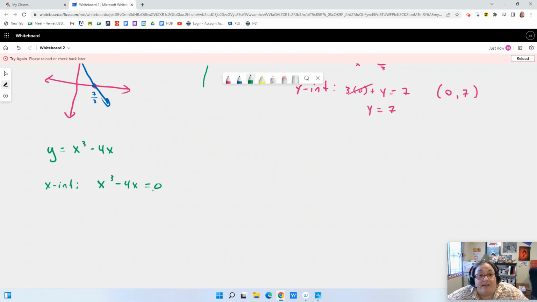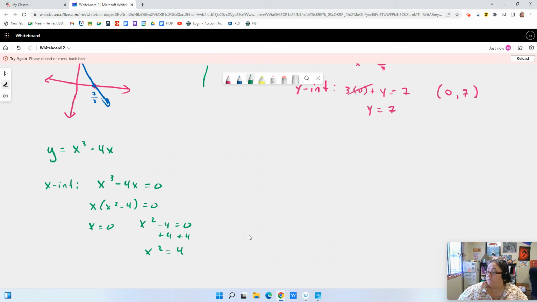Now, how do I do that? How do I solve for x like this? Well, I know that each of these pieces has an x in it, so I'm going to factor that x out, and I'm going to be left with x squared minus 4 equals 0. And I can set each of these factors equal to 0. So if I set this factor equal to 0, I just get x equals 0. Then I also have x squared minus 4 equals 0. So I'm going to add 4 to both sides, and I get x squared equals 4.